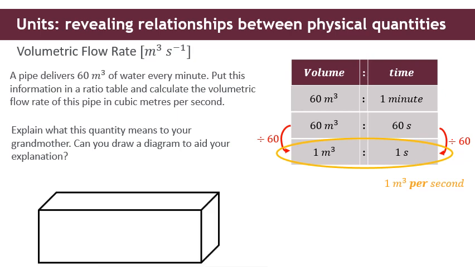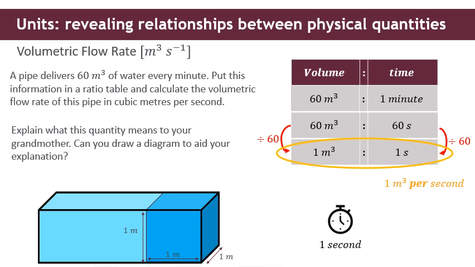Right, welcome back. So there's my pipe. Let's fill it with water. And now I just want to consider 1 cubic meter of that pipe. 1 cubic meter of water. Now what happens to that cubic meter in 1 second? In 1 second, 1 cubic meter of water flows out of the pipe. The volumetric flow rate is 1 cubic meter of volume every second.